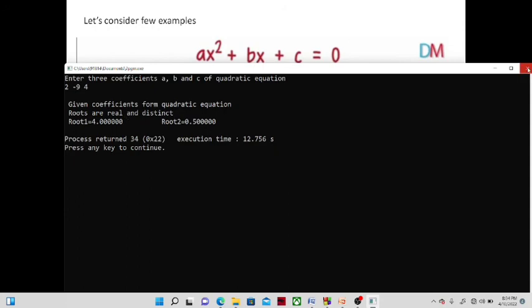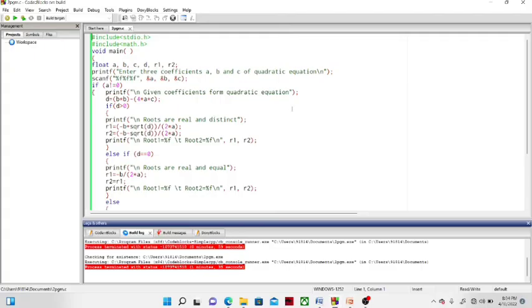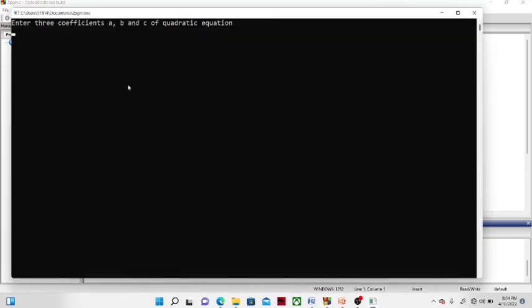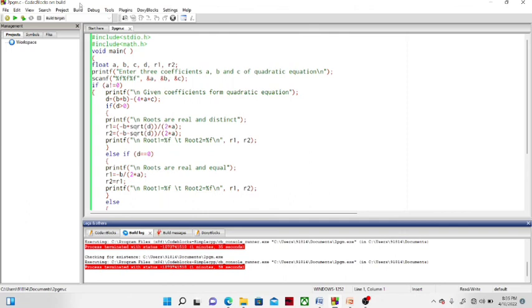And I will give these values, that is 2, 5, 4. So once again, I will execute this program. 2, 5, 4. See here, this quadratic equation has imaginary roots, right? And one more time, I will.